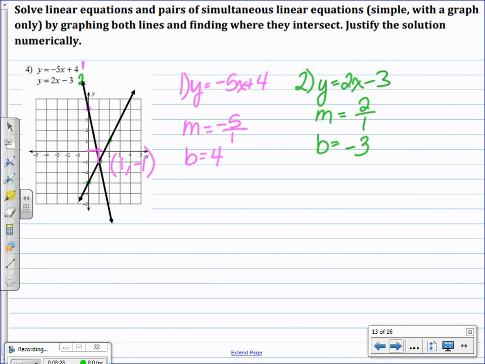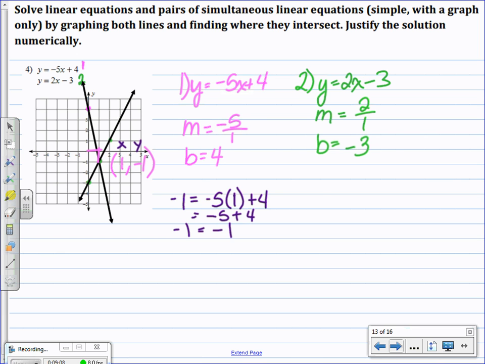Okay? So the last thing it says is justify the solution numerically. That means I need to take my x and my y and plug it back into both equations. So for number 1, my y is negative 1, has to equal negative 5 times x, which is 1, plus 4. So negative 5 times 1 is negative 5, plus 4 is negative 1. And yes, that equals negative 1. If for some reason that didn't work, that means you got a point that didn't intersect correctly. And I need to do that for both equations. I cannot just do it for one.